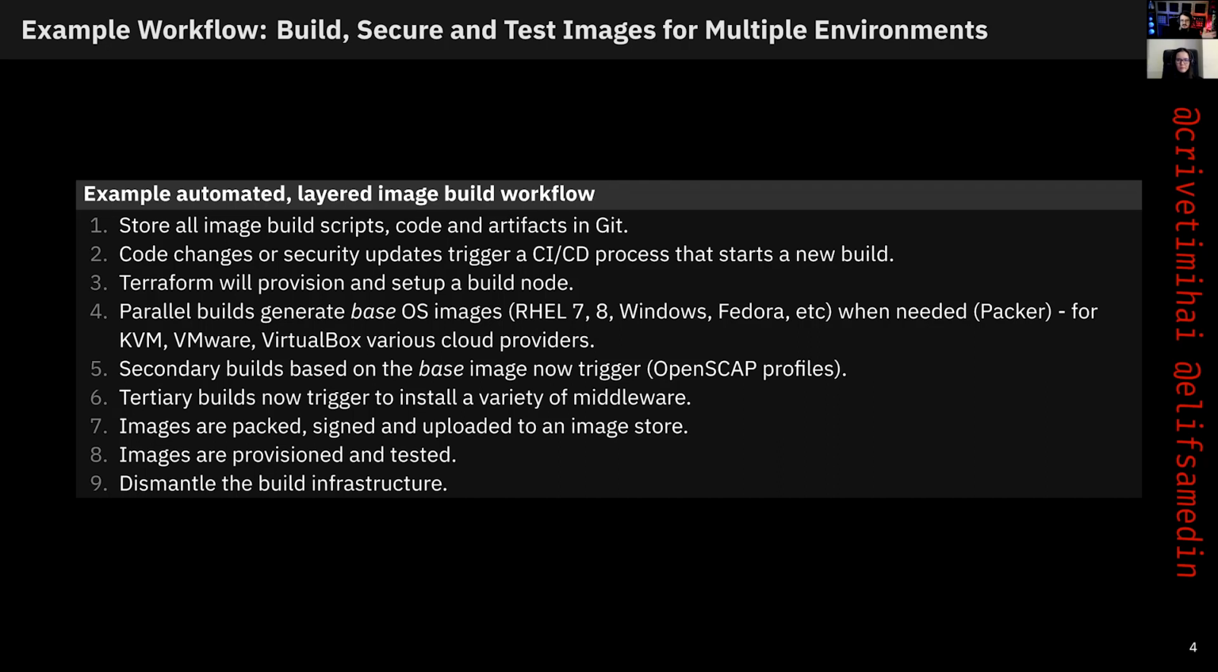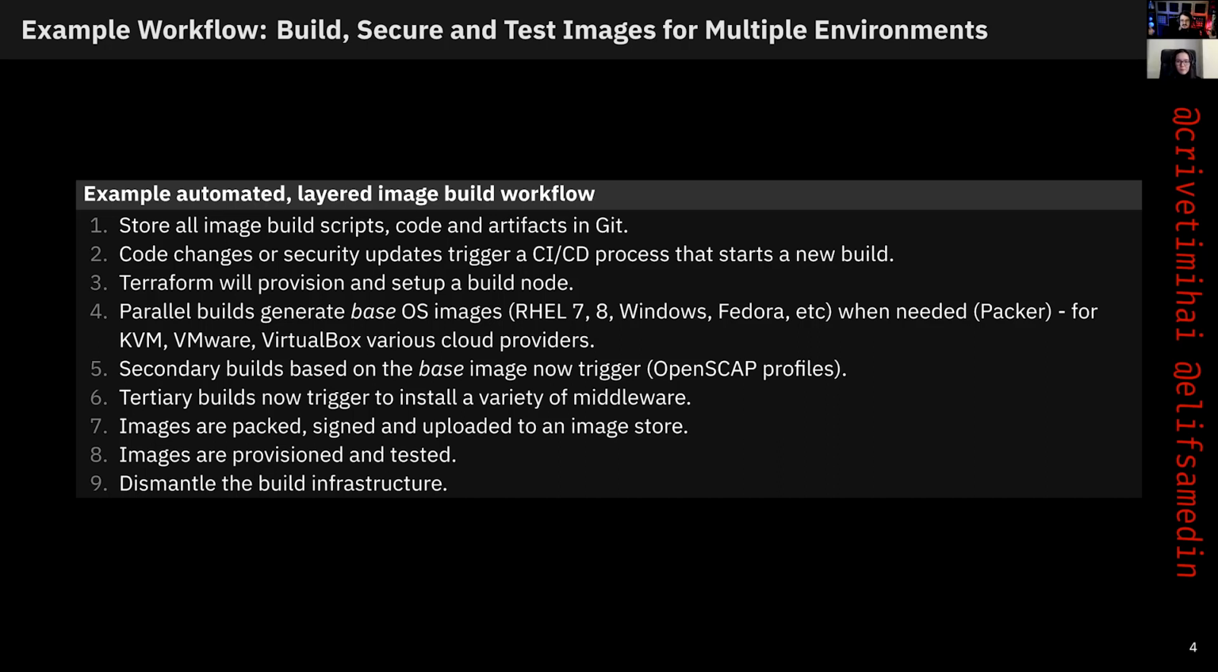And then on this build node, we can generate parallel builds based on a base OS image. So let's say I'm going to make an enterprise build: RHEL 7, 8, Windows, Fedora, whatever I want to build with Packer. And I'm going to target KVM, VMware, VirtualBox. I'm going to build environments for Vagrant, so I can give developers local VM environments as well.